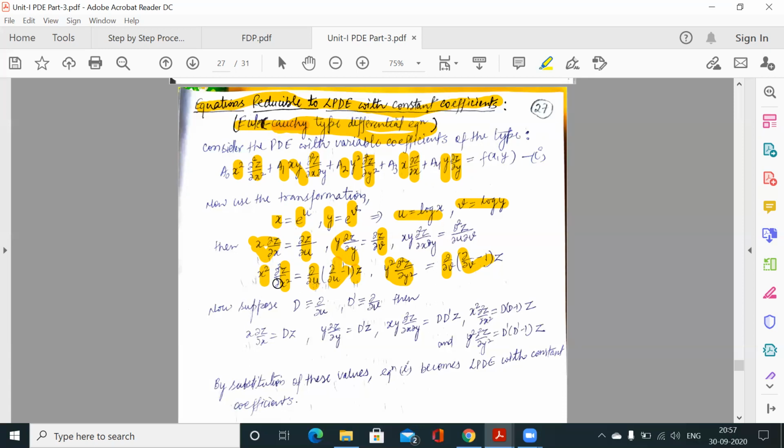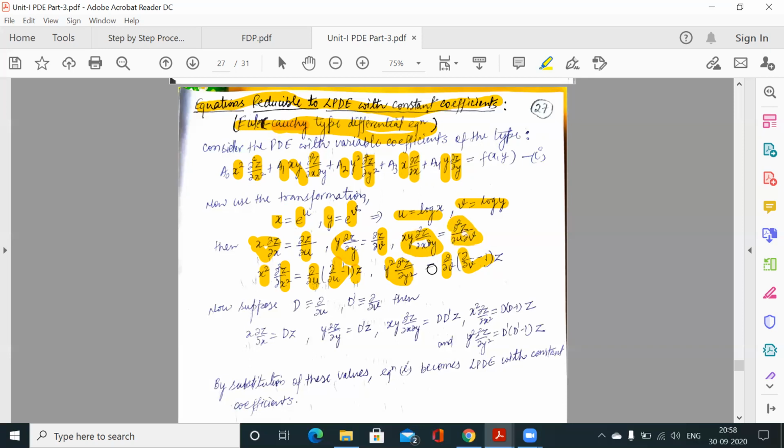Because we are converting x into u, this term will be converted into the derivative with respect to u into derivative with respect to u minus 1, acting on the dependent variable. Similarly for y, y has been converted into v. So y square del 2z over del y square will be equal to del over del v into del over del v minus 1 acting on z, and xy del 2z over del x del y will be converted to del 2z over del u del v.